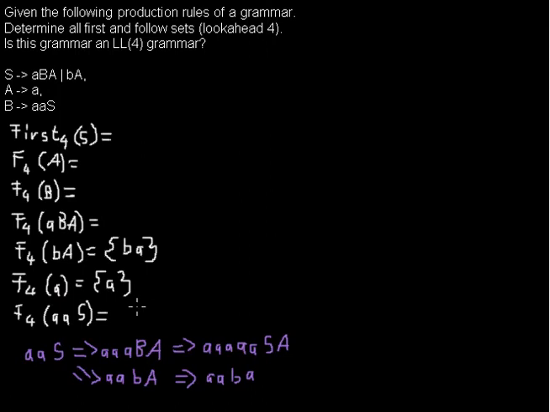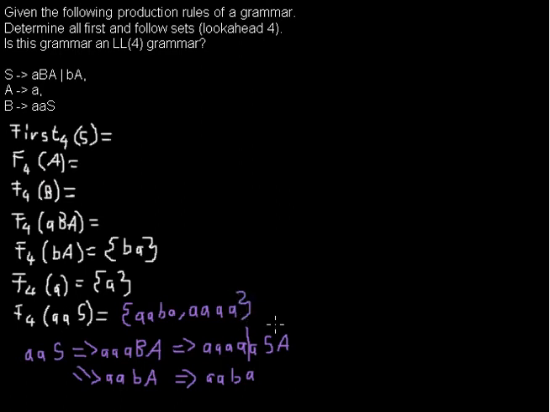Now, I derived all possibilities. And, well, here's a string that has exactly the length of 4. So I will just keep it and it's fine. And this one is longer, but I don't care about what's behind this because I wanted to just calculate the first set for a look-ahead of 4. So I will just keep the first 4 letters of it. And now I derived all possibilities for chains of letters that are derivable from this right-hand side rule.